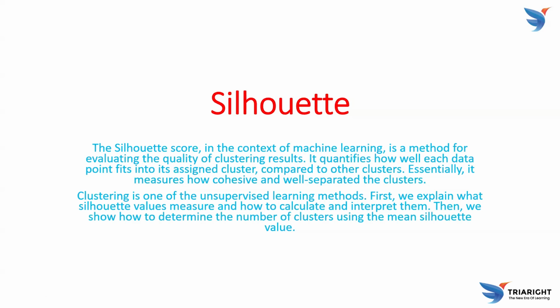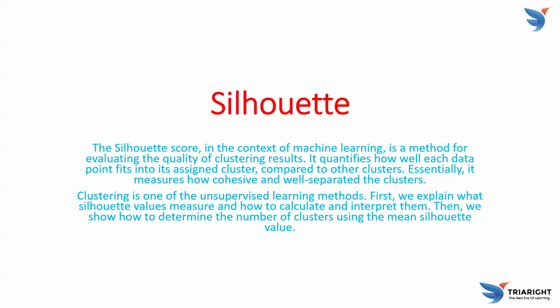The text outlines two main applications of silhouette values: measuring and interpreting. The silhouette value for a single data point measures its similarity to its own cluster compared to other clusters. The range is from -1 to 1. A value close to +1 indicates that the data point is well matched to its own cluster and poorly matched to the neighboring clusters. A value close to 0 indicates that the data point is very close to the decision boundary between two neighboring clusters. A value close to -1 indicates that the data point is assigned to the wrong cluster.